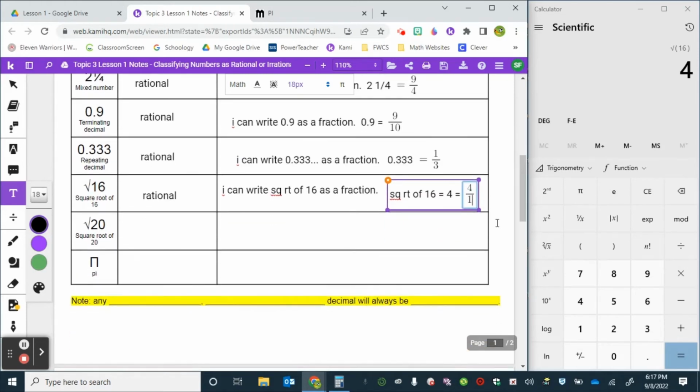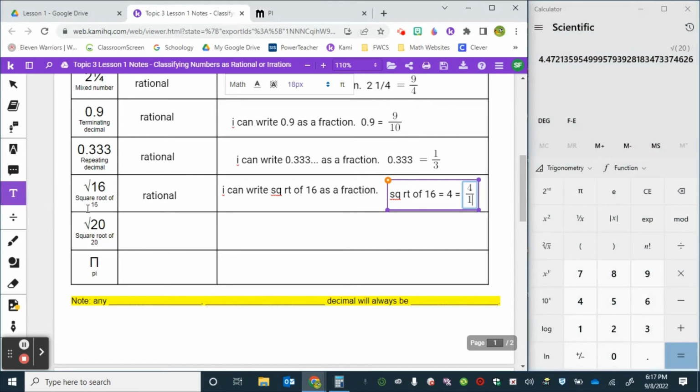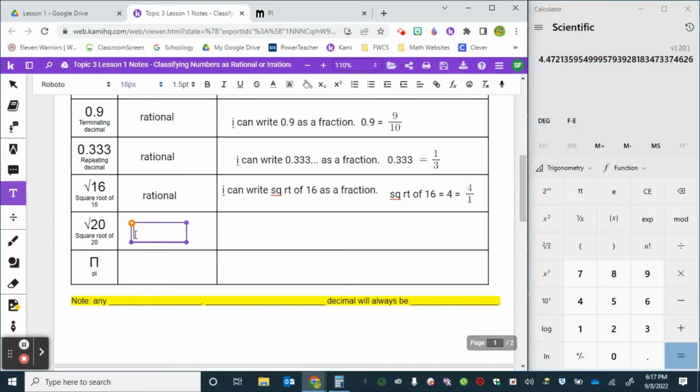Not all square roots are going to be rational, as I said a second ago. So if we look at the square root of 20, if you plug that into your calculator and you find it, you're going to get this hot mess of a number. You're going to get this very long decimal that does not repeat and it does not end. It's non-terminating. And non-repeating, non-terminating decimals are always going to be irrational. So I cannot write the square root of 20 as a fraction.